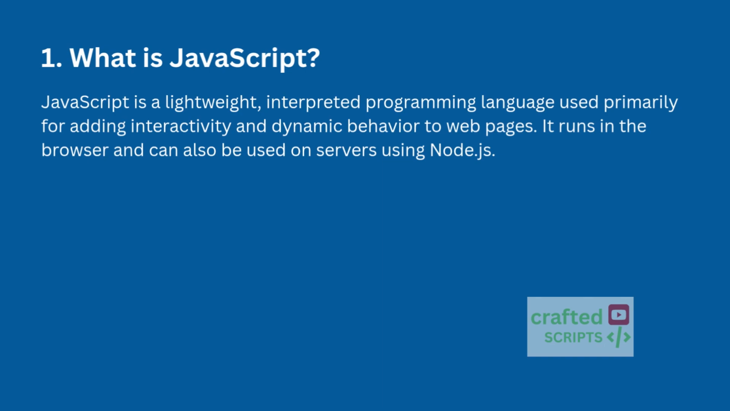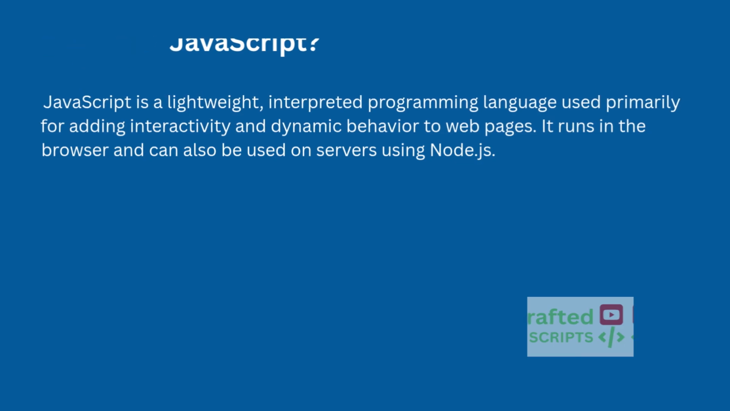What is JavaScript? JavaScript is a lightweight, interpreted programming language used primarily for adding interactivity and dynamic behavior to web pages. It runs in the browser and can also be used on servers using Node.js.